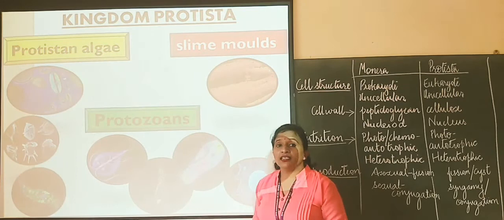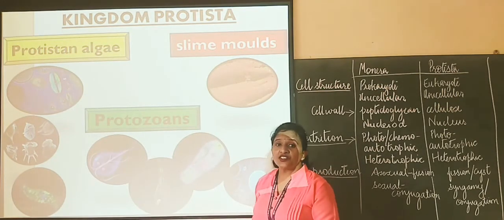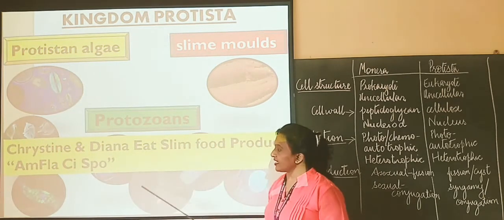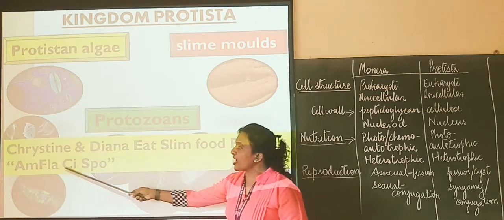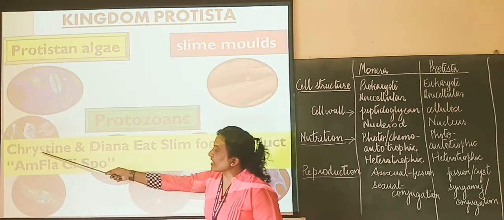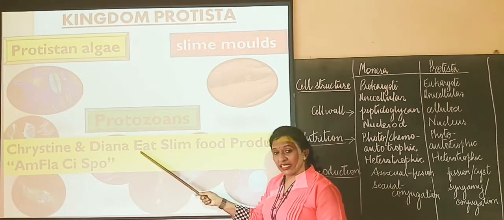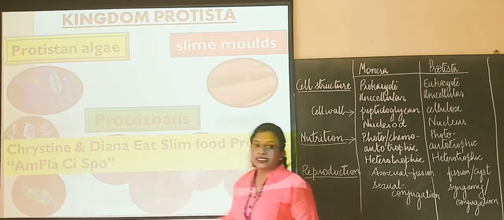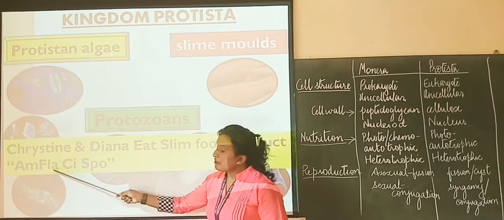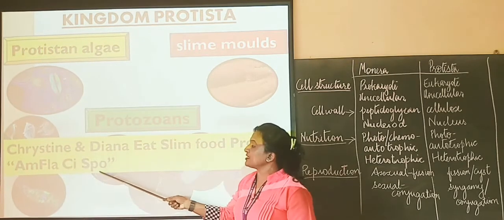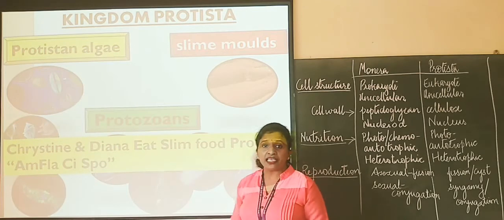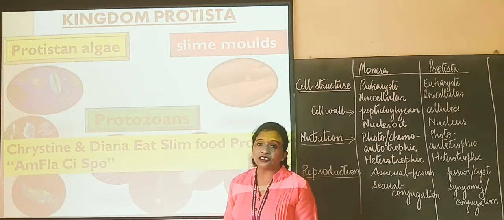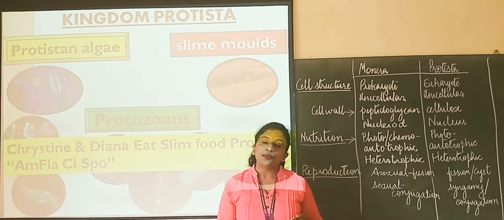Another way we can remember these major groups is based on a sentence form. So here I have made the sentence: Christine and Dinah eat slim food product M.C. Spore. It indicates chrysophytes, dinoflagellates, euglenoids, slime molds and protozoans. And protozoans again have subgroups: amoeboid protozoans, flagellated protozoans, ciliated protozoans and sporozoans. So this way we can easily remember the major groups. It sounds funny, but it is one of the methods which we can use with respect to this particular chapter. Okay.